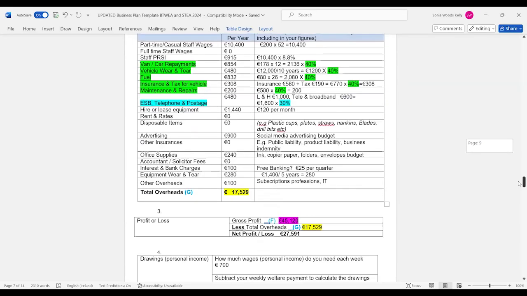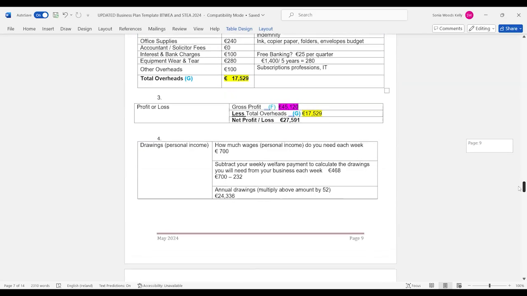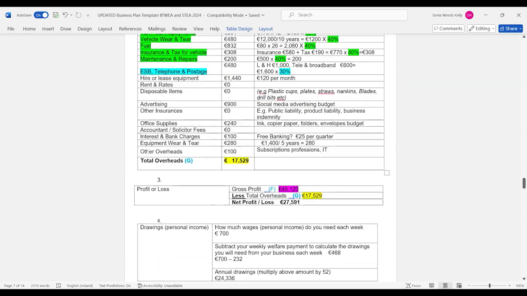So the 1,400 euros is my equipment, but it's asking me for the wear and tear on it. So just like the motor vehicles, I need to estimate how long I expect that equipment to last. So I'm going to estimate that the equipment is going to last 5 years. So the wear and tear, by getting 1,400 and dividing it by 5, is going to be 280 euros per year.